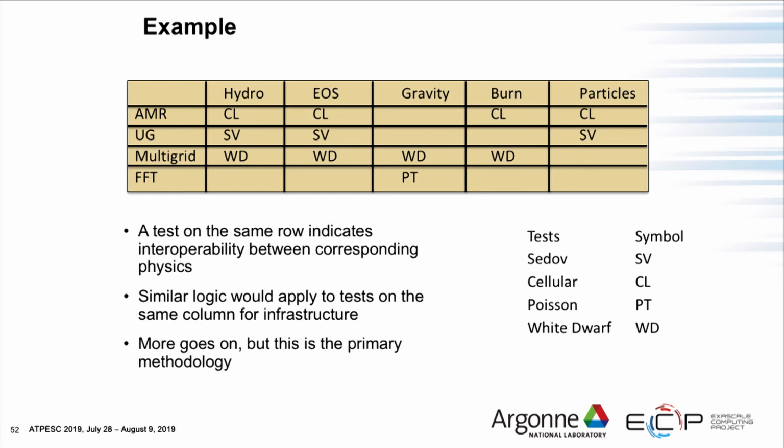So here is an example where the Sedov test exercises uniform grid, hydro, and equation of state, and so it marks off these things. The cellular test exercises hydro, equation of state, burn and particles, and so on. So for each test, we mark off in the matrix the capabilities that are exercised and keep doing it until this matrix is filled, and that gives us a set of tests that will more or less exercise the whole code.